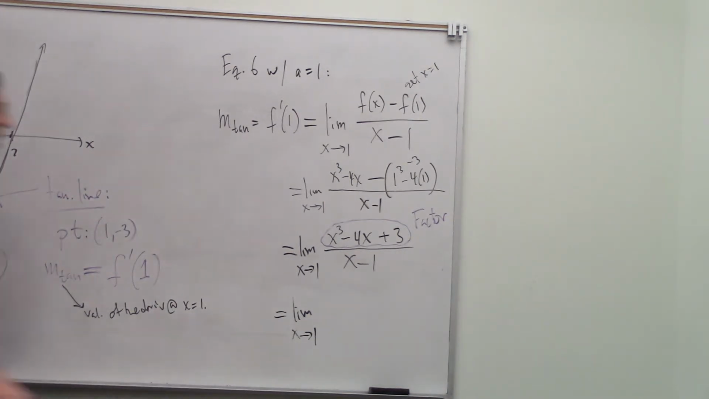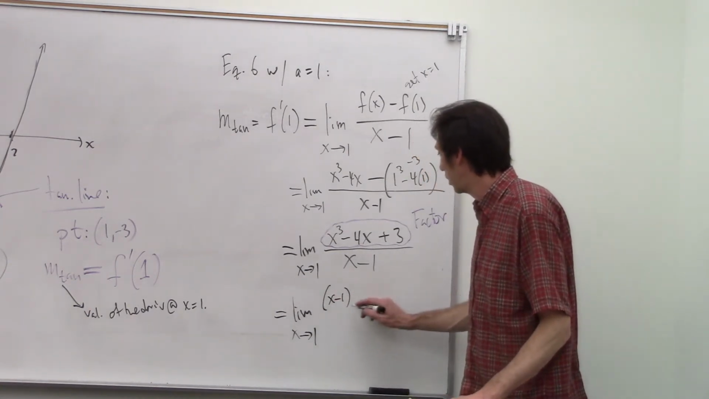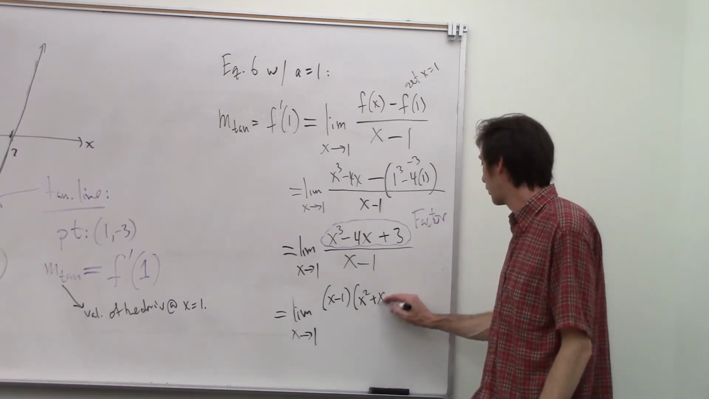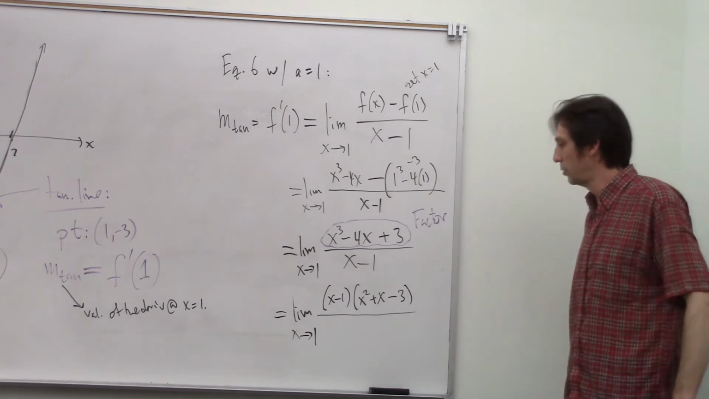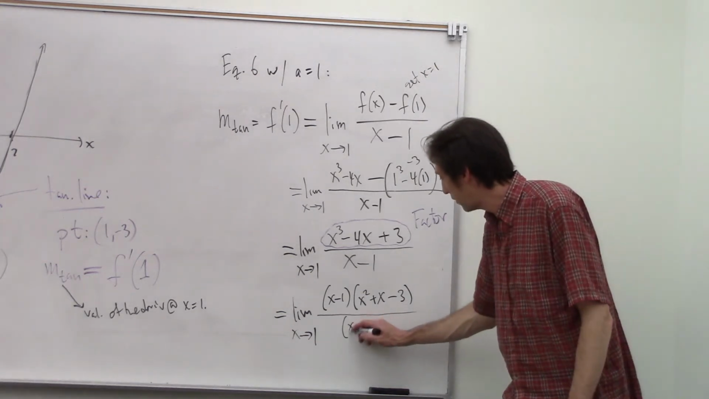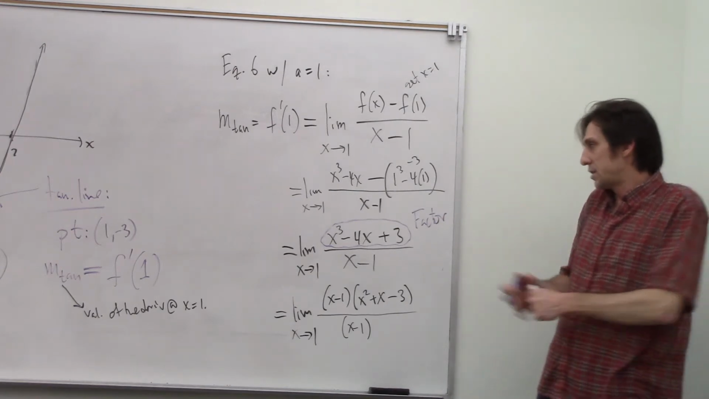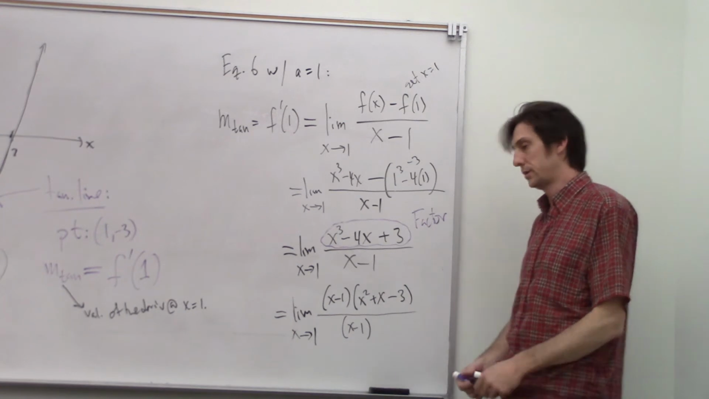So, it turns out that the numerator can be factored as x minus 1 times a quadratic, x squared plus x minus 3. And again, I'll show you where that comes from in a minute. In the denominator, I have x minus 1. Typically with computations like this, we will be able to factor. We will be able to compute these limits.